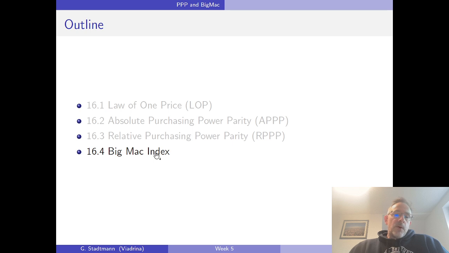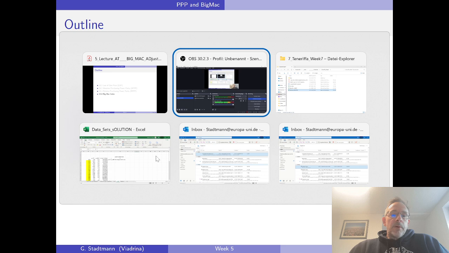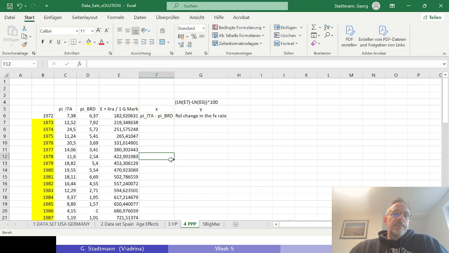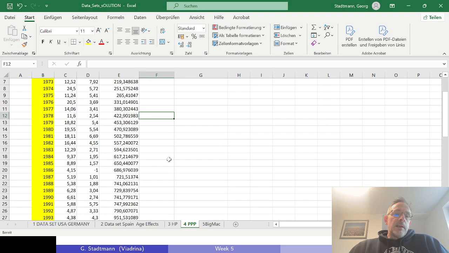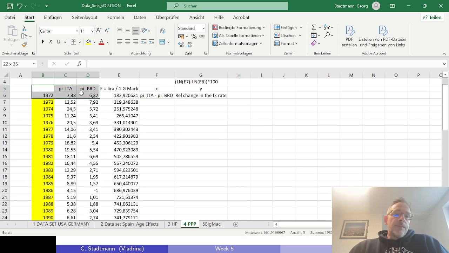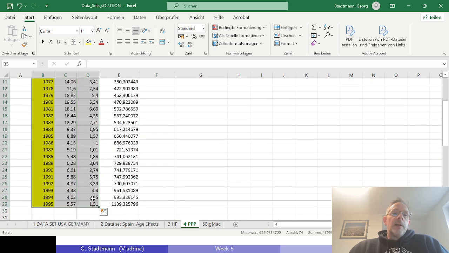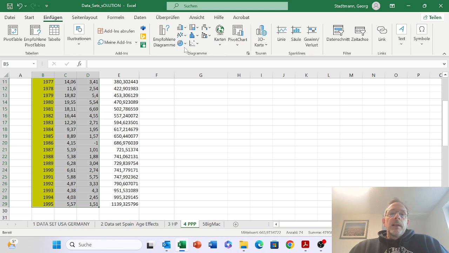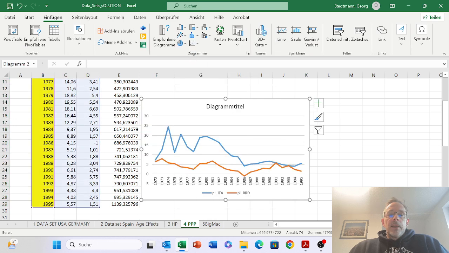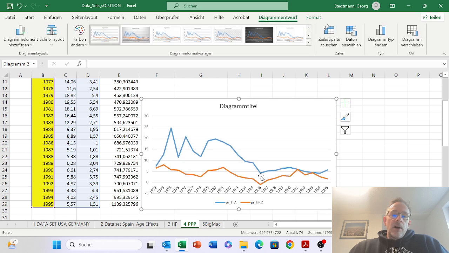So this is the first part of the lecture. And now I directly want to go to Excel and perform this regression analysis. So maybe in a first step, we can have a look at the inflation rates and the inflation differential. I'm plotting the data set by using two line diagrams here. The blue line, that's the inflation rate in Italy. The orange line, that's the inflation rate in Germany.